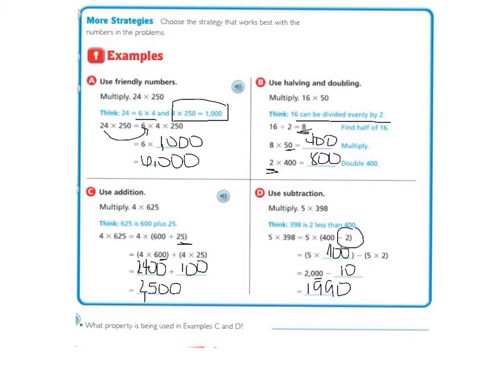All right, now it's going to ask us what property is being used in example C and D. We didn't write this property down, but this property is called the distributive property, and we're going to continue practicing it in lessons that come after.